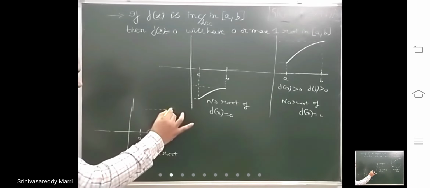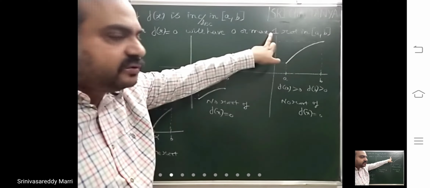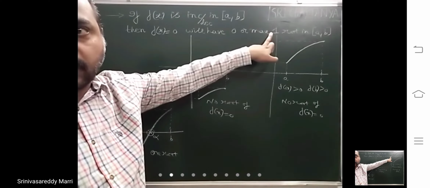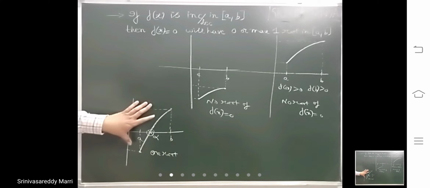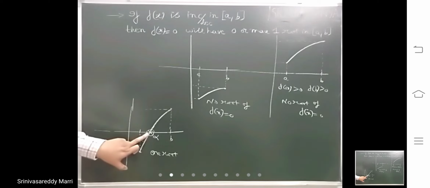That means if f of x is increasing, then it can have 0 roots in these two cases like this, or maximum one root will be there. Maximum one root. When it will be one root? F of a negative, f of b positive. In this case, one time it will cut. In a to b increasing function.